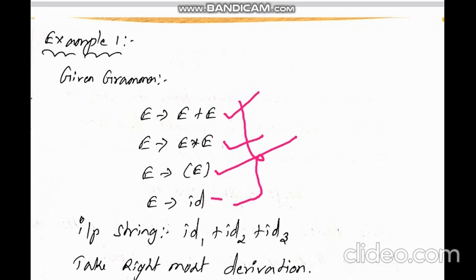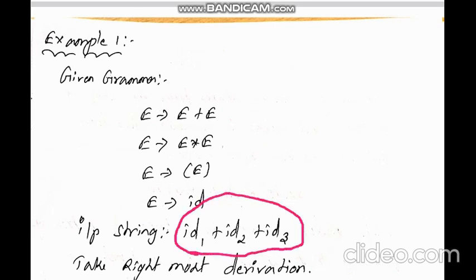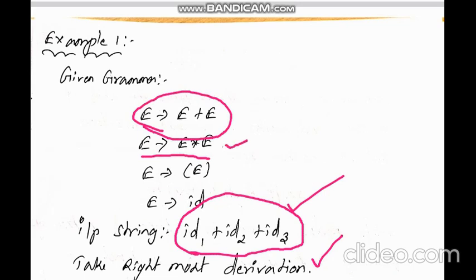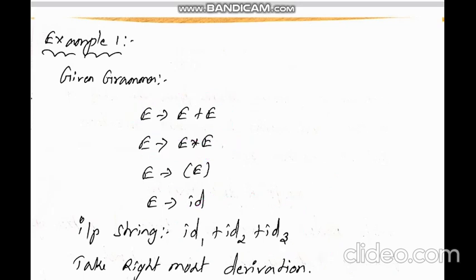So now we are going to perform all the actions with the given input. Here the given input is ID1 plus ID2 plus ID3, right? What is the first step we are going to do here? We take the rightmost derivation for the given production rule. This is the given grammar, so you can take any production here, either E tends to E plus E, or E tends to E asterisk E, and you perform the rightmost derivation, right?